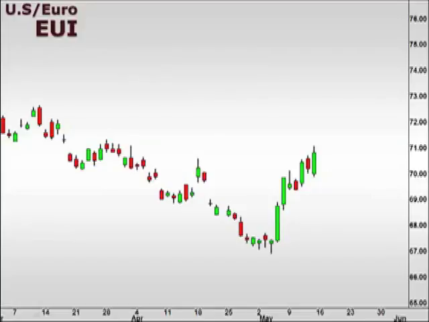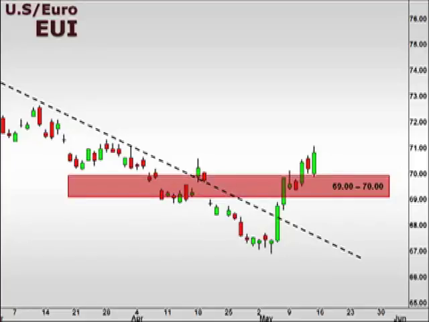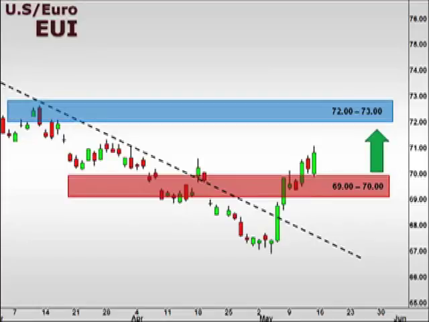Let's take a look at the US dollar versus the euro as seen here in the ISC FX Options pair value EUI. Well, the EUI has clearly broken the downtrend that has been enforced for quite some time. The continuation above the 69.70 support lends credibility to a continuation towards the 72.73 resistance level.